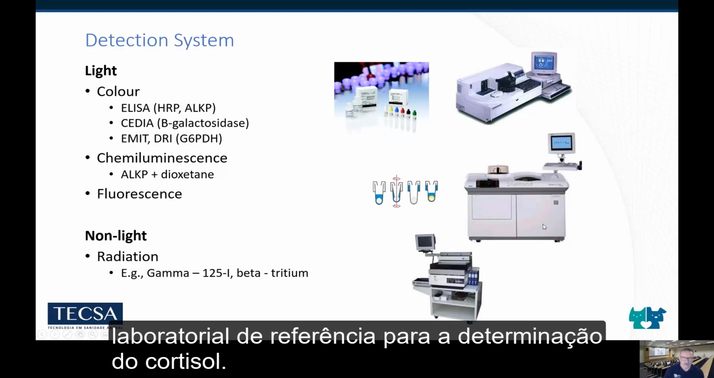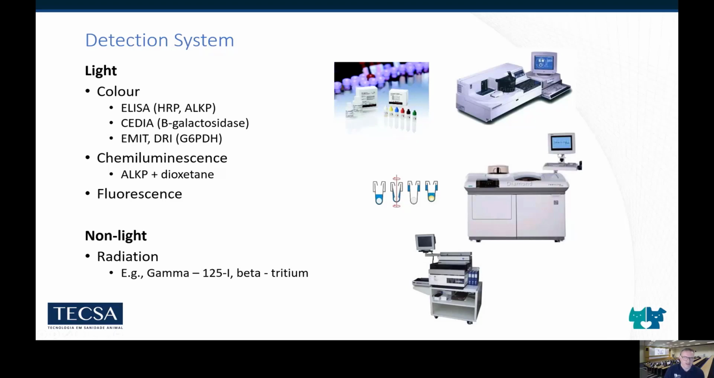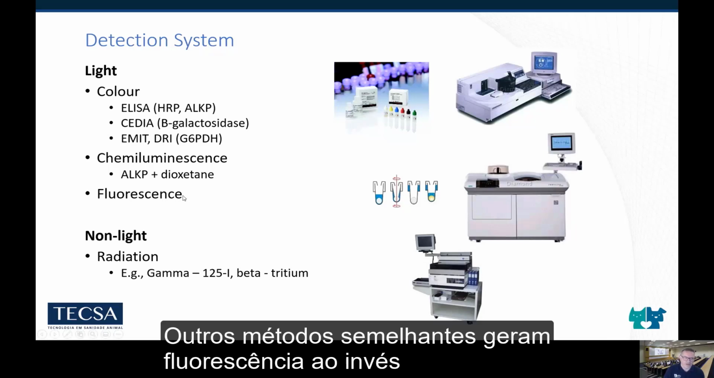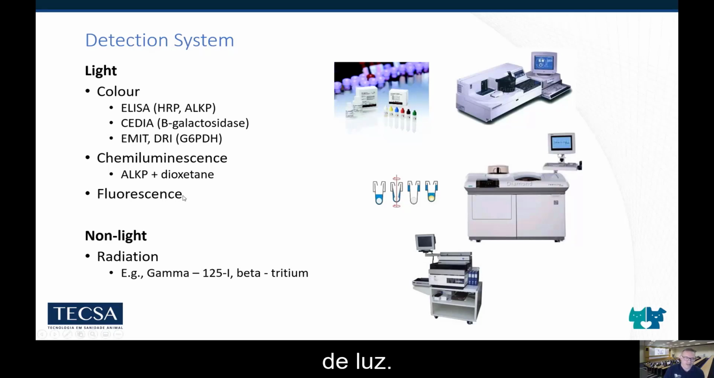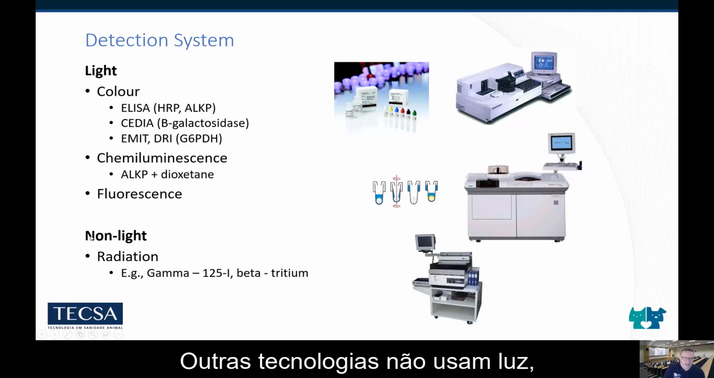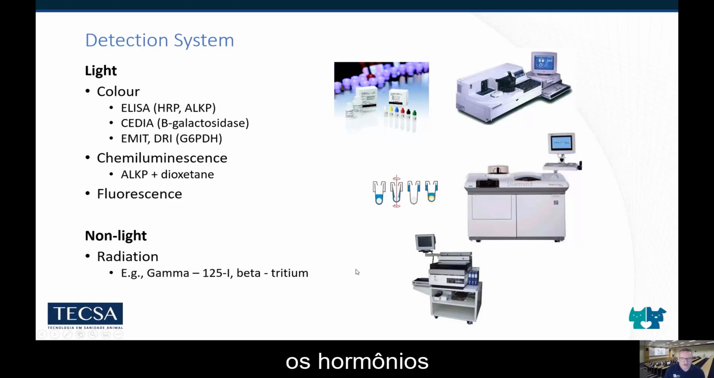It's a common referral lab methodology for measuring cortisol. Some methods will do something very similar but generate fluorescence rather than light. And then there are technologies that don't use light at all. They use hormone that's been labeled with radiation.